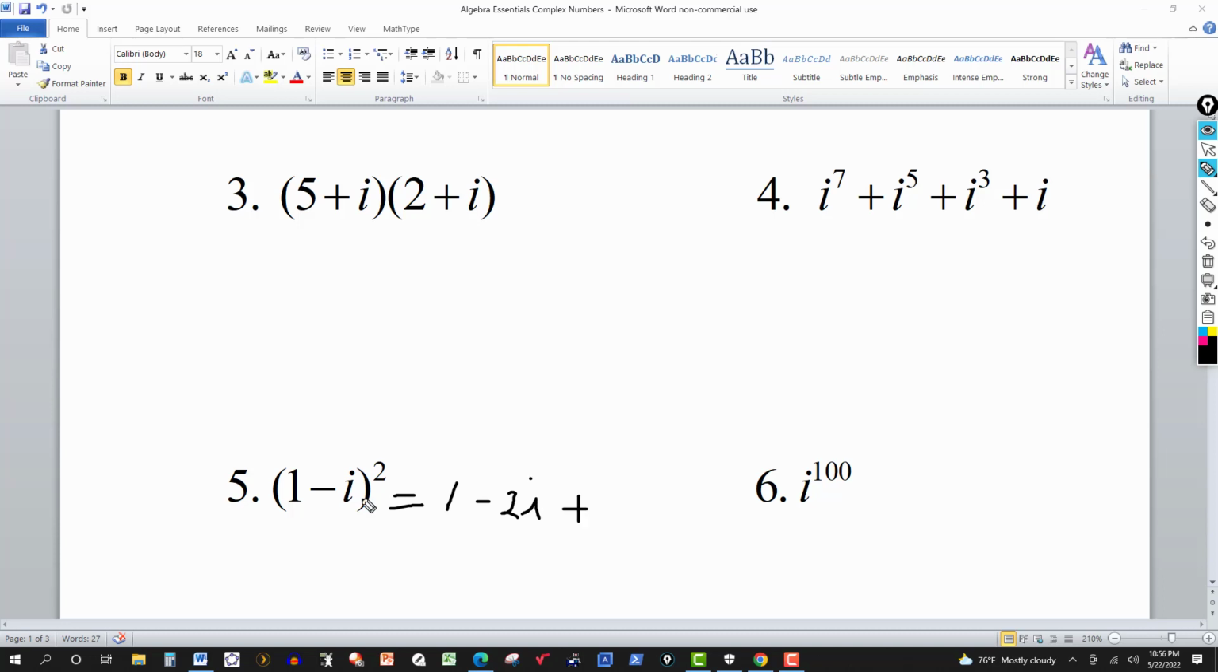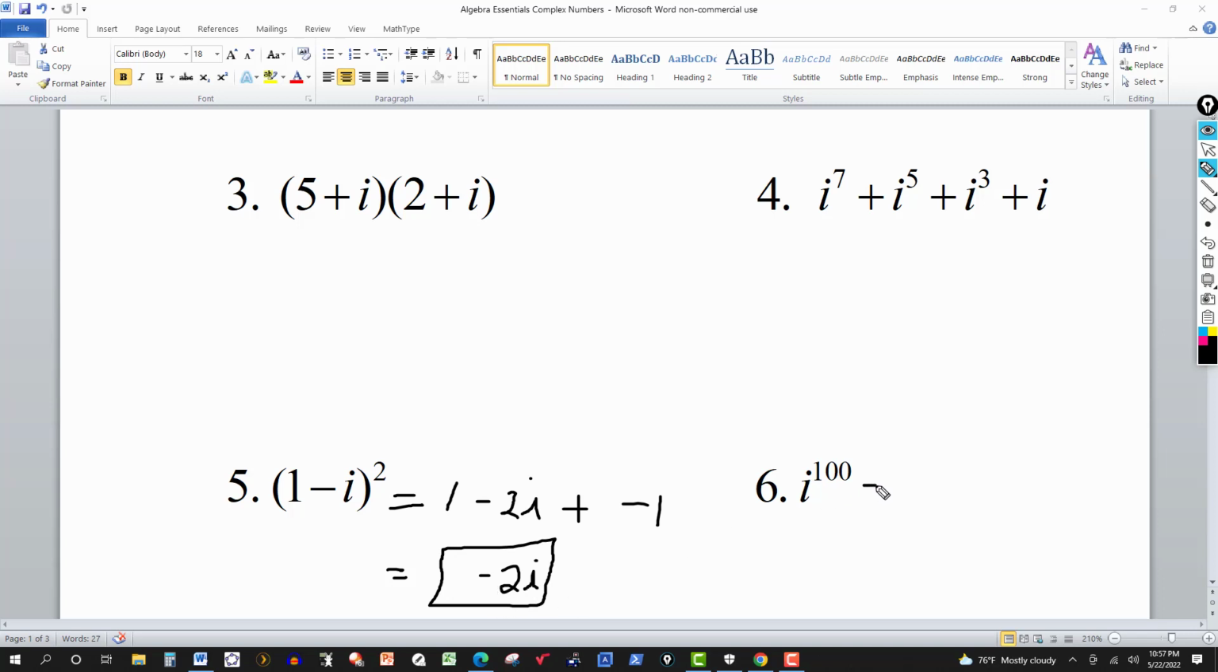Plus the second term squared. i squared is negative 1. And that combined, well, 1 and negative 1 give me 0. So the answer is really negative 2i. I could make it 0 minus 2i to get it in that form. But that's really the answer, minus 2i, or 0 minus 2i.